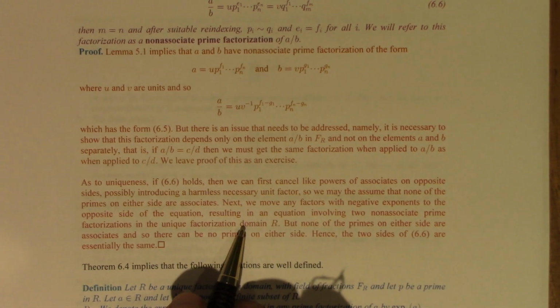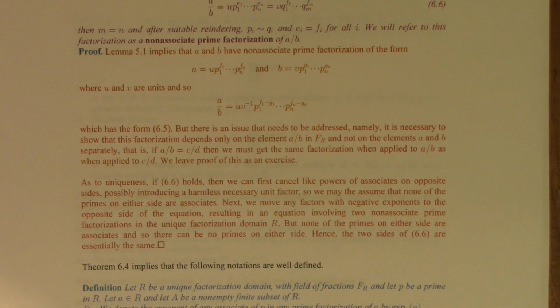And once we've done that, we now have an equation involving two non-associate prime factorizations. There are no more associate pairs because we canceled all those. But these factorizations are of elements in R because we've cleared all the negative exponents by moving the factors to the other side.